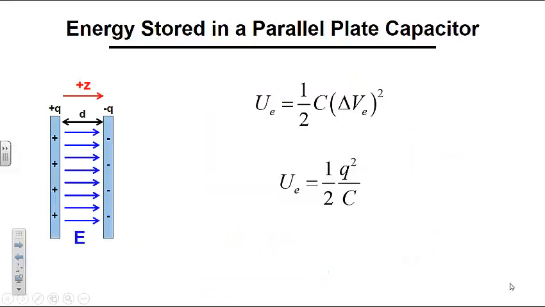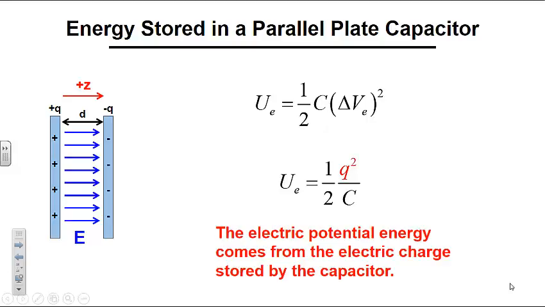We can rewrite the expression for potential energy in terms of the positive charge stored by the capacitor. This expression indicates that the source of the potential energy stored by the capacitor is the separation of electric charges within the capacitor.